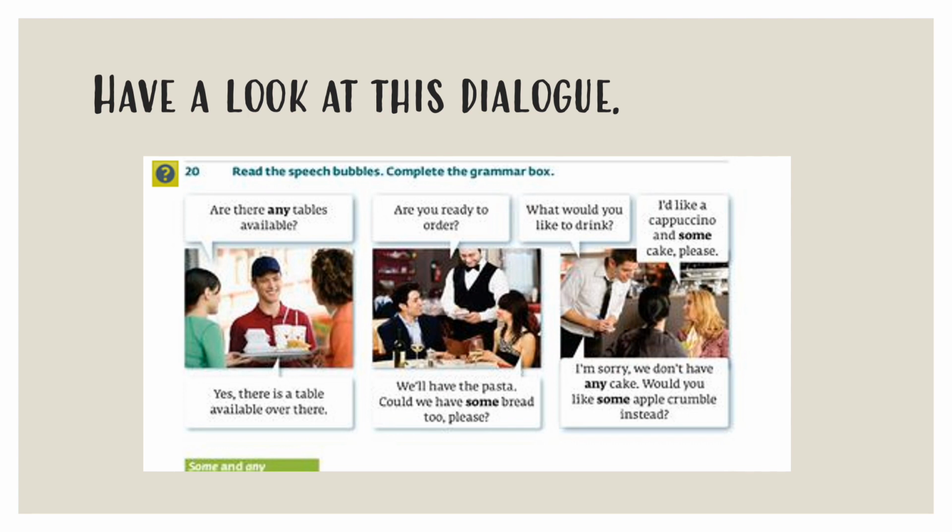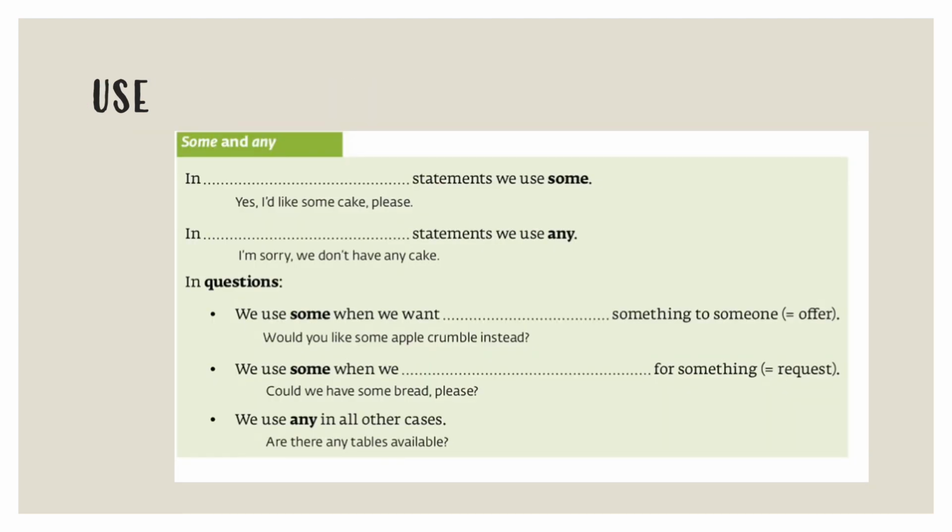In these pictures, you see that the words some and any are written in bold. Here are the rules as to when we use what. Let's look at the example sentences. The first one is, yes, I'd like some cake, please. This is a positive statement of een mededelende zin. In a positive statement, we use some. The second example sentence, I'm sorry, we don't have any cake. This is a negative statement or een negatieve zin. In a negative statement, we use any.